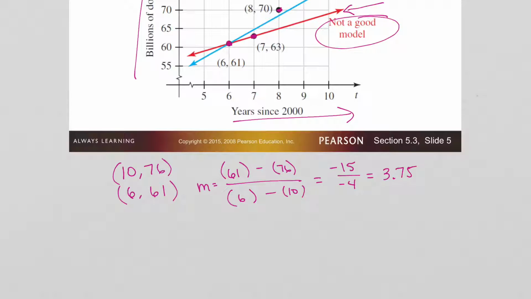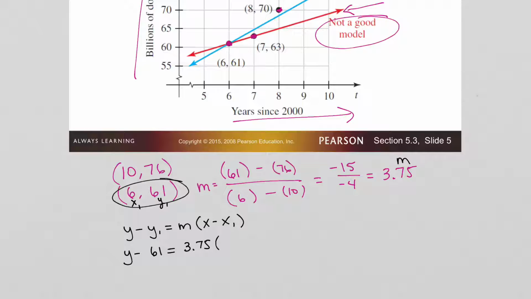All right, so now with that information, I can use either one of those points and I can find my y-intercept or turn this into slope-intercept form if I use the point-slope formula. So that's what I'm going to do. I'm going to use the point-slope formula. And I'm going to plug in, let's say I use this point right here. I'm going to plug that in for y sub 1. I'm going to plug this in for x sub 1. I'm going to plug this in for m. So I've got y minus 61 is equal to 3.75 times x minus 6.